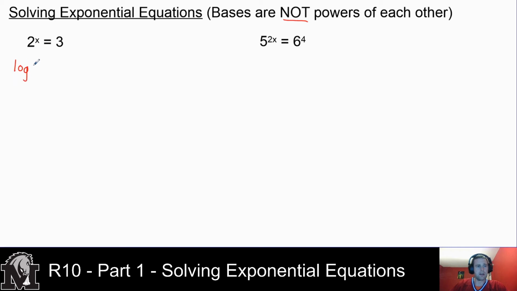So log of 2 to the power x is equal to log 3. Again, I could have used the natural logarithms, but I just chose the common log. I'm going to move that x out in front using the power law. And then I need to get x by itself. So I'm going to divide log 2 on both sides.